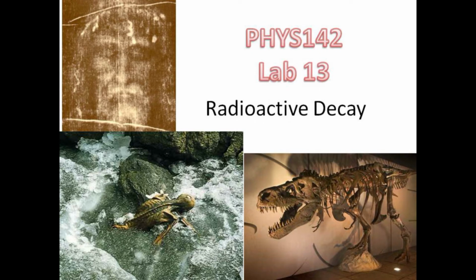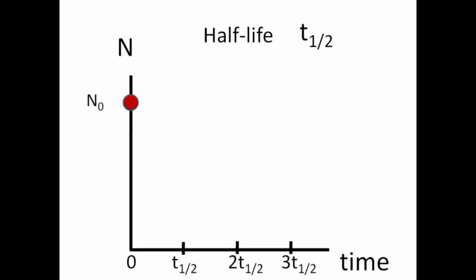In this lab, we measure the half-life of radioactive indium and simulate radioactivity using both coins and dice. If one begins with N0 radioactive nuclei at time t equals 0, then after a single half-life there will be N0 over 2 nuclei remaining. After 2 half-lives, 1/4 of the nuclei remain, and after 3 half-lives there will be only 1/8 of the original number of radioactive nuclei left.